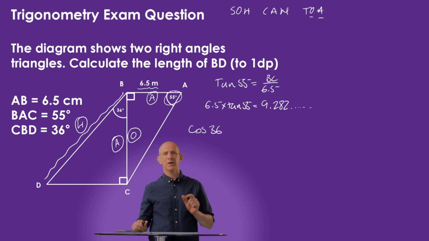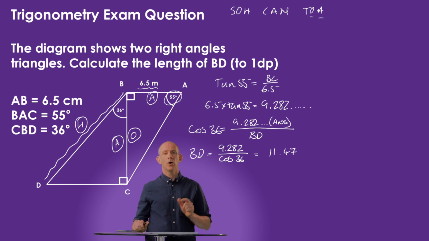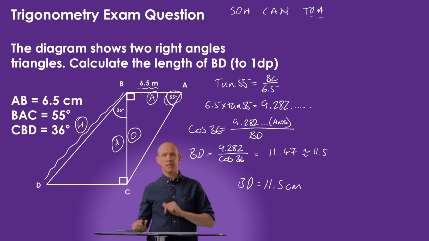In the larger triangle, to find BD, we'll use cos, as we're using side BC, which is now the adjacent, to calculate BD, which is the hypotenuse. So we can substitute and write cos 36 equals 9.28, or the ANS button if you have it still as the last thing on your calculator, over BD. We can swap these to get BD equals 9.282 over cos 36 to get the answer of 11.45, or 11.5 to 1 decimal place. So we can state that the answer to BD is 11.5 meters in length to 1 decimal place.